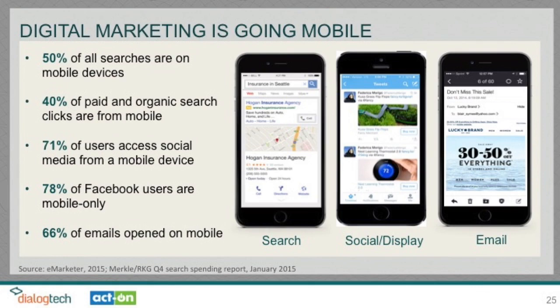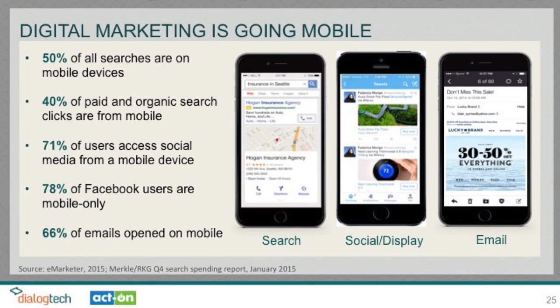Social media, 71% of social media is accessed on a mobile device. But what's even more interesting is that 78% of Facebook users now are mobile only. So there's also a growing population of people who not only prefer smartphones and mobile devices, but that's the only way in which they're going to engage with your online marketing and visit your website. So 78% of Facebook users right now are mobile only.